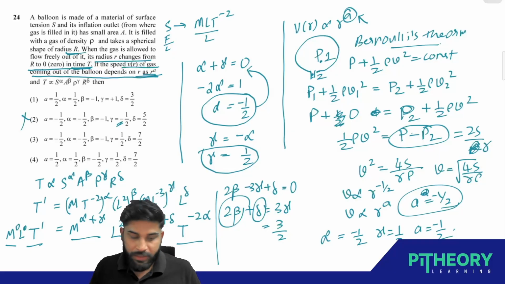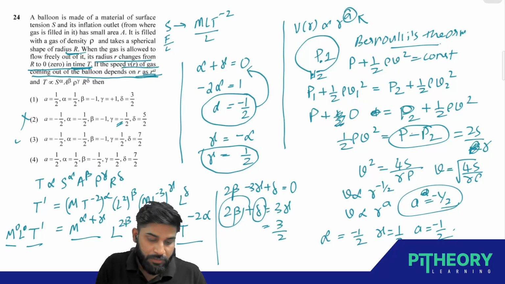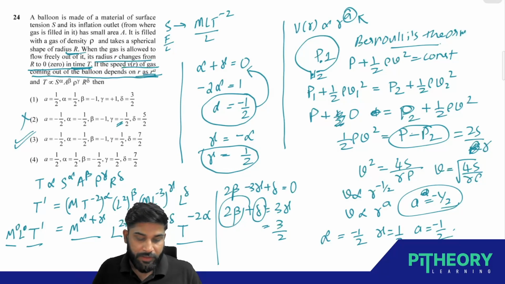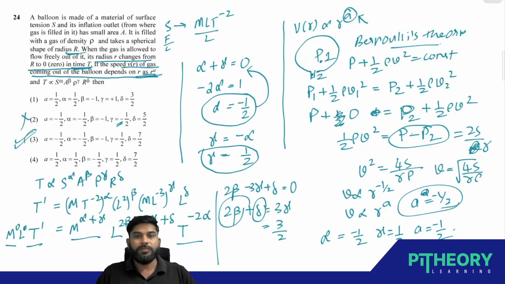What about the third one? Third one, you can see A is equal to minus 1 by 2. Alpha is equal to what? Minus 1 by 2, correct? Beta, forget about it. Gamma is equal to what? Gamma is 1 by 2, correct? This can be possible. Okay, we need to confirm it with the fourth one. Fourth one, A is equal to 1 by 2 only, it's not minus 1 by 2. So obviously the third option will be the correct one.